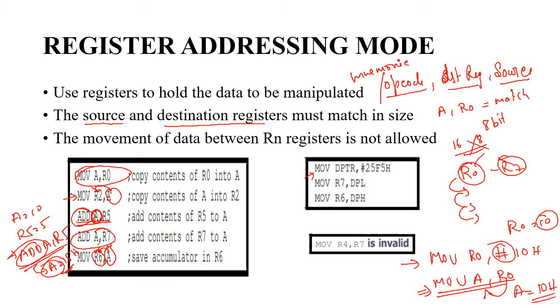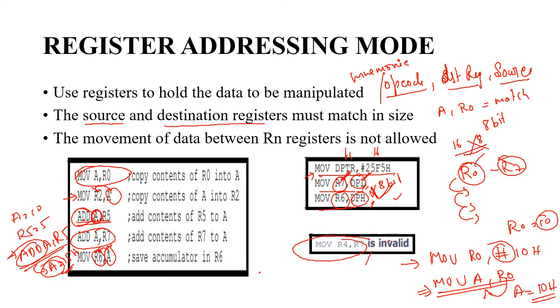Here in this case, move dptr comma hash 25f5h. This is a 16-bit register, so the source is also 16-bit in size. Whenever I use dpl and dph, move r7 comma dpl, move r6 comma dph, this is of 8-bit size. Both the source and the destination registers are of 8-bit size, so it is valid. Whereas this instruction move R4 comma R7 is invalid.